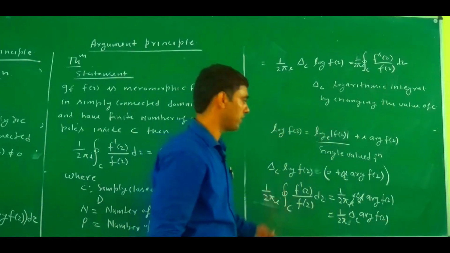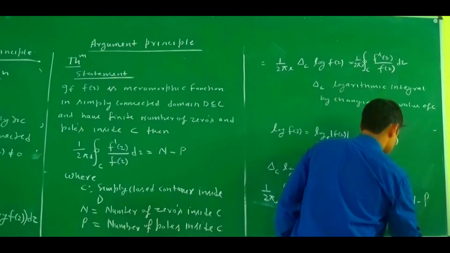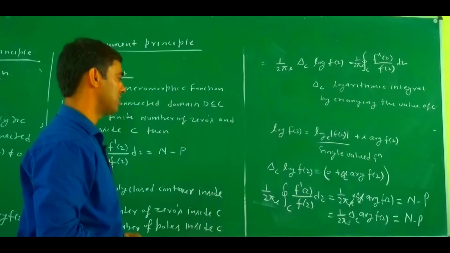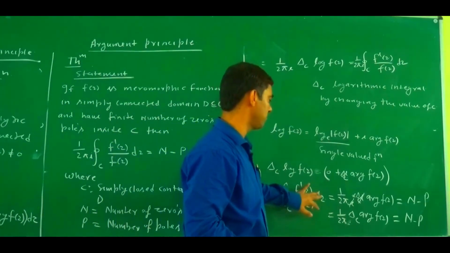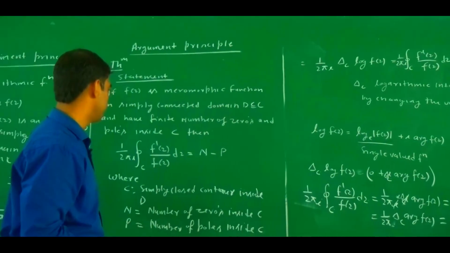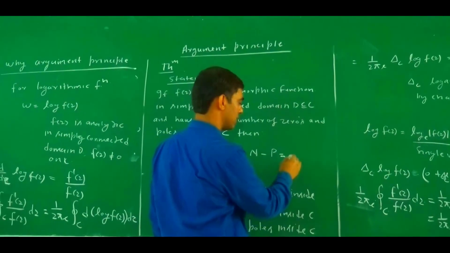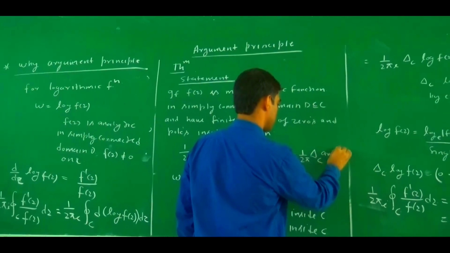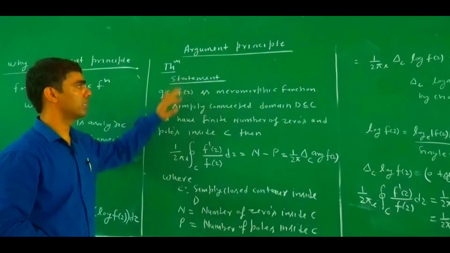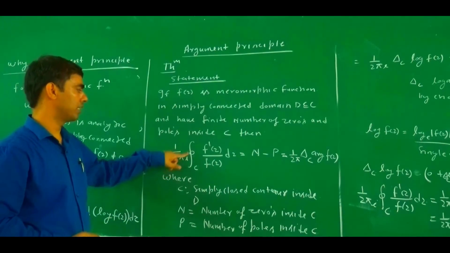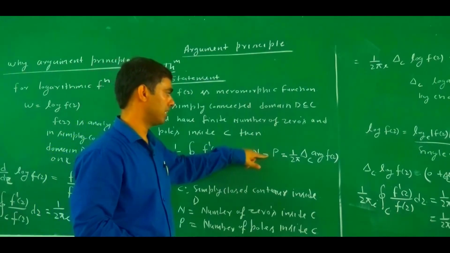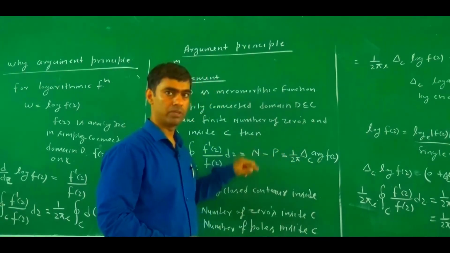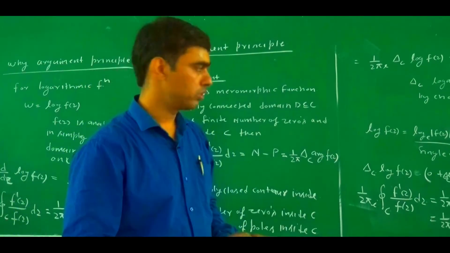And we know that the value for this one is n minus p. That's why this one is called the argument principle, because 1 upon 2 pi i integrate over c f dash z upon f(z) dz equals n minus p, and this can also be written as 1 upon 2 pi delta c argument of f(z) equals n minus p. That's why this one is called the argument principle. So this one is all about the argument principle.